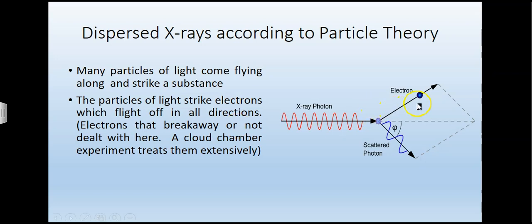The kinetic energy of the electron can be measured in something called a cloud chamber, and that is an experiment that we will talk about in detail in the next video. Right now we're going to talk about the energy of this photon of X-ray light being converted down into the energy of a visible light.